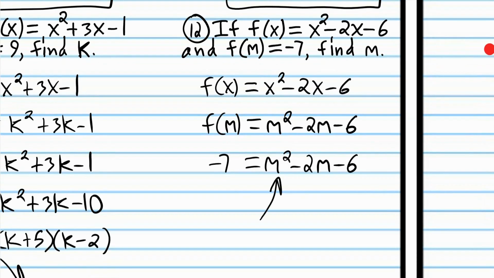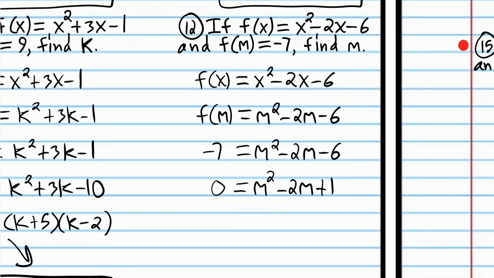So if the input is m, then the output is -7. So this is a quadratic equation. I can't solve it unless I put everything on one side. We need to put it in standard form. And then I have to use special methods to solve the quadratic.